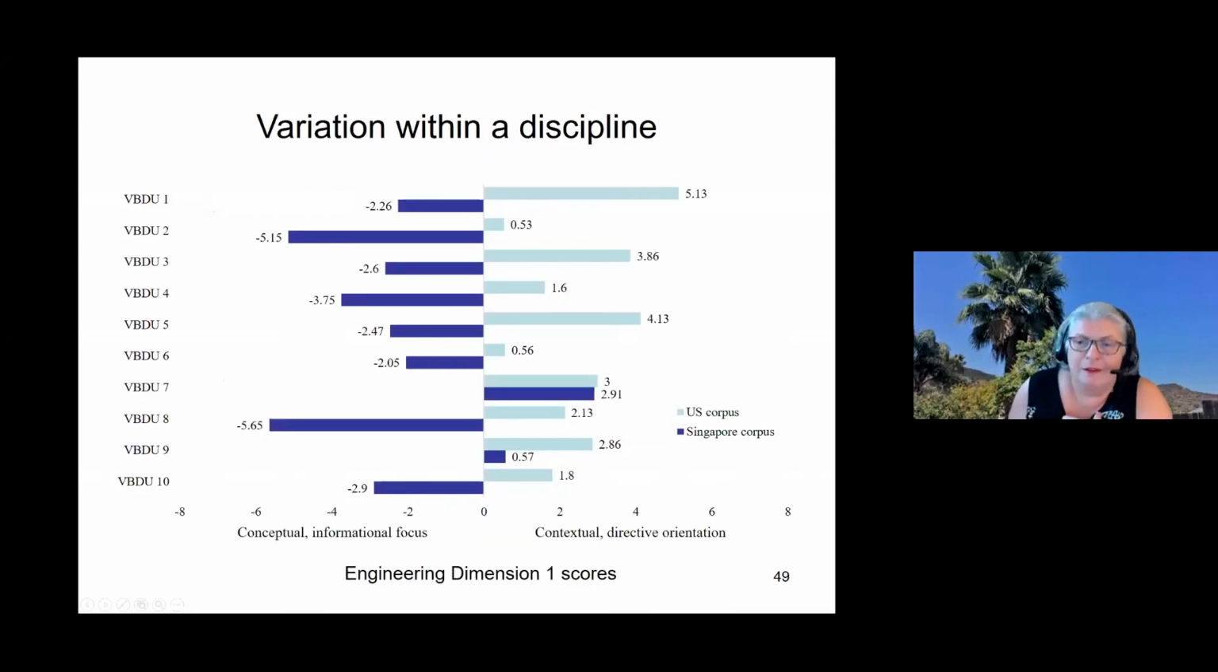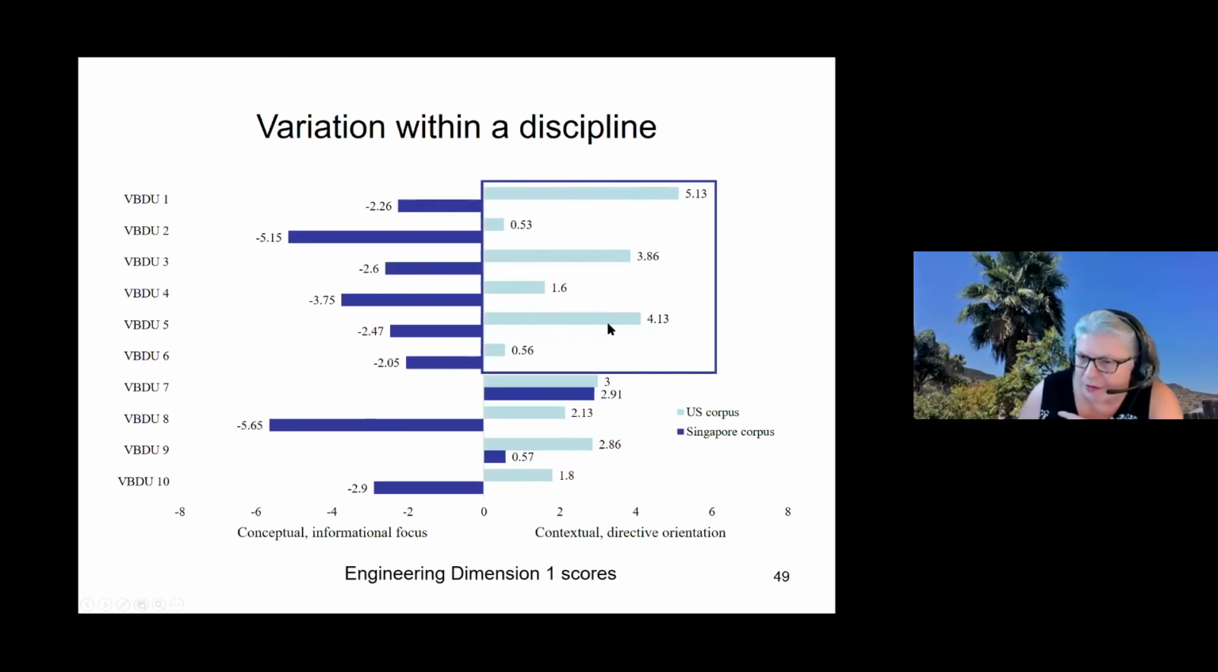Okay, so the US corpus is the light blue, right? And the Singapore corpus is the dark blue. As you see, the first 6 units, as we have actually seen before, and this is only the dimension 1 scores. I only have time to discuss that part. So it's only dimension 1 scores, not the 3 dimensions this time.